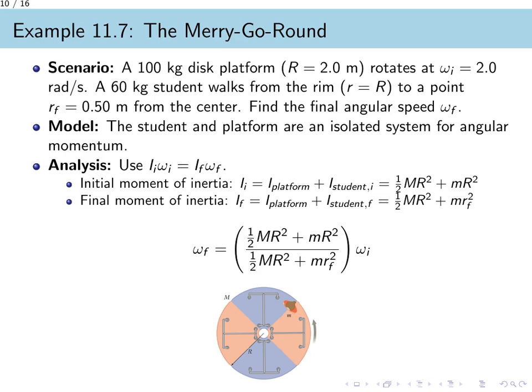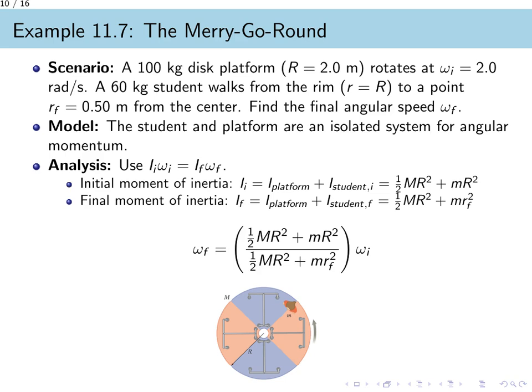The initial moment of inertia of the system, I initial, is the sum of two parts: the inertia of the disc-shaped platform and the inertia of the student. The platform's inertia is 1/2 times its mass m times its radius r squared. We treat the student as a point mass, so her initial inertia is her mass m times r squared. For the final state, the platform's moment of inertia is unchanged, but the student has moved to a smaller final radius, r sub f. Her new contribution to the inertia is m times r sub f squared. Therefore, the total final moment of inertia, I final, decreases.